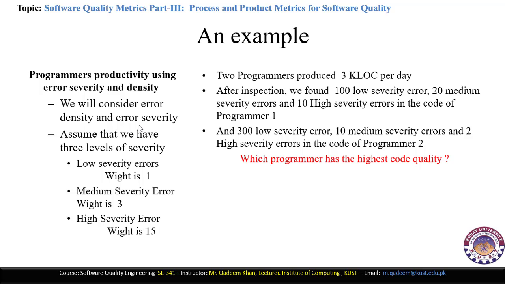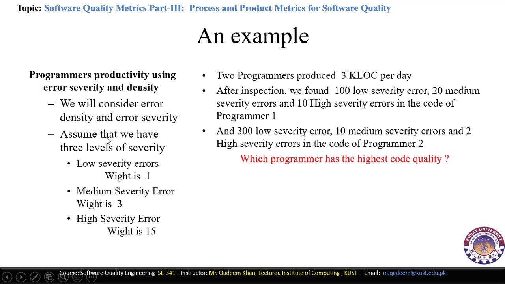Which we will in fact perform as types of analysis. When we have to analyze the metrics, we will identify different groups of programmers, and based on the performance of these groups, we will make certain managerial decisions. So, programmer productivity using error severity and density metrics. For example, we are going to consider error density or error severity metrics here.